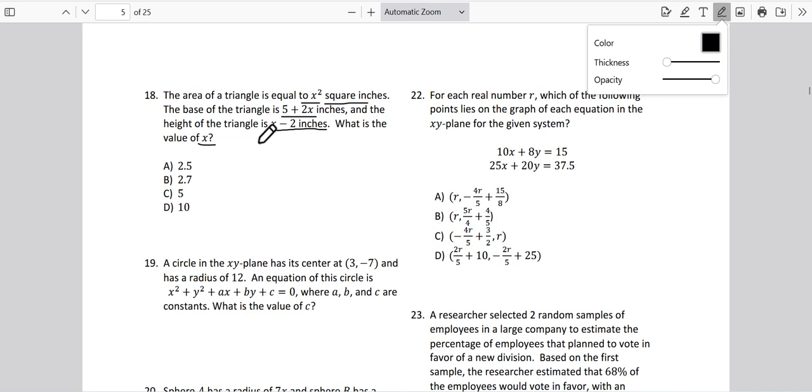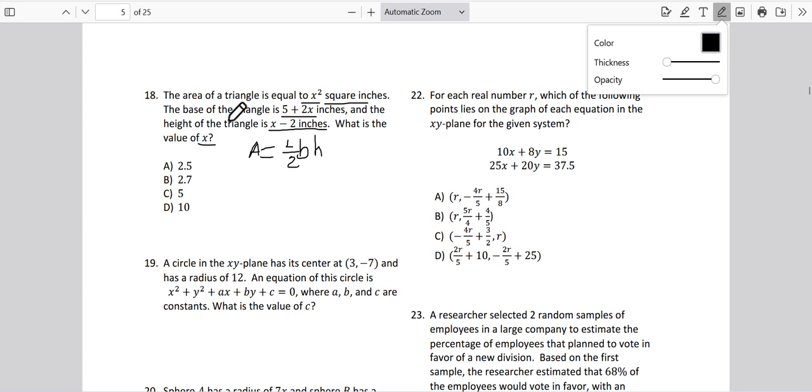So to solve this question, we need to know the formula for the area of a triangle. The area of a triangle, A, is equal to 1/2 base times height. So if we know this, we can solve this question easily.